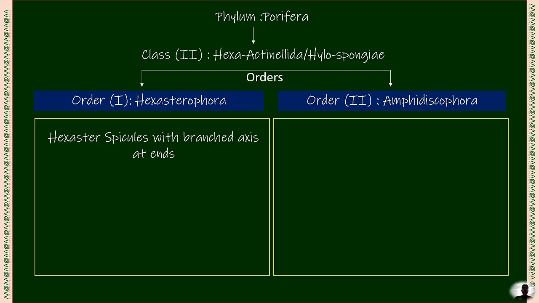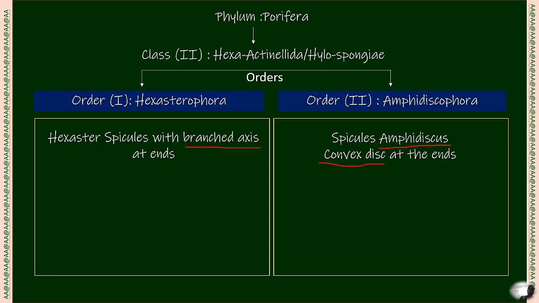So hexaster spicules have a branched axis at the tip or at the end. But in case of Amphidiscophora, the spicules are amphidiscus, with convex disc at the end. Here the axis is branched.